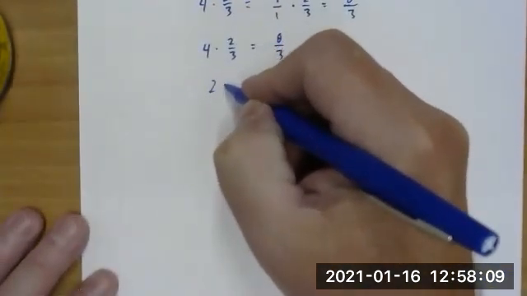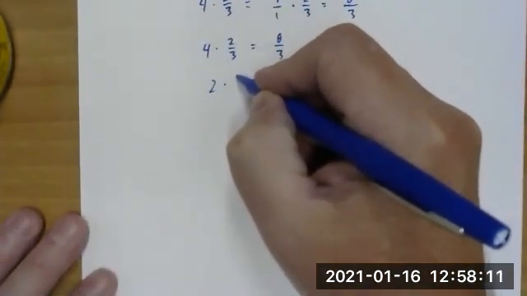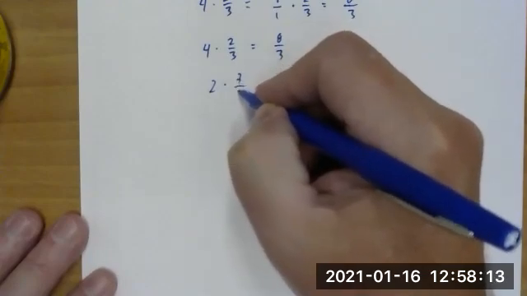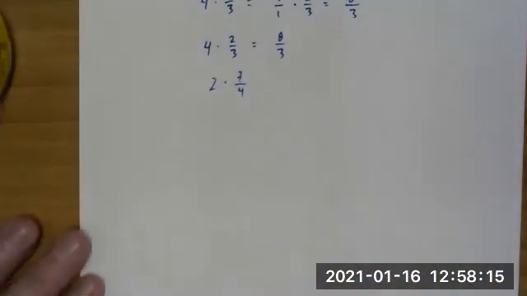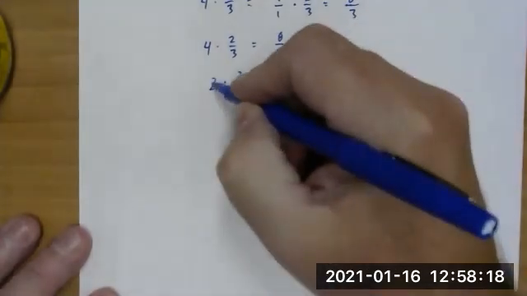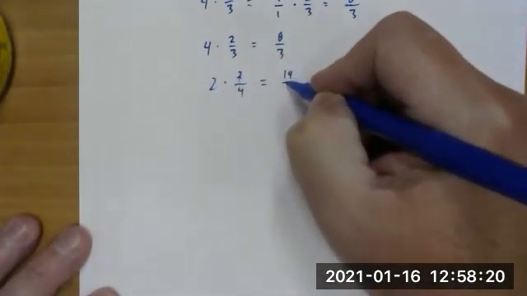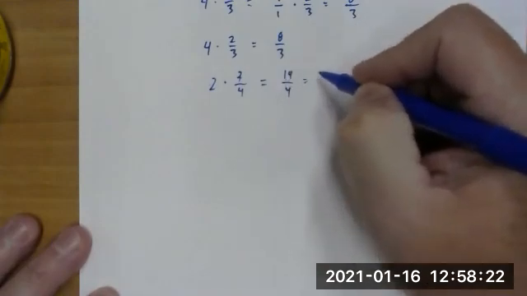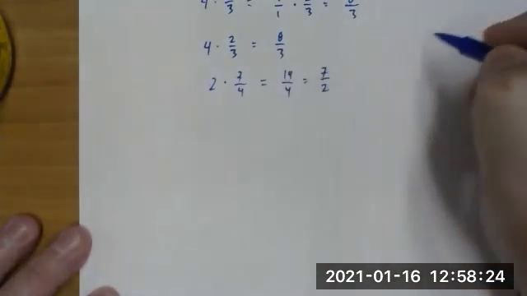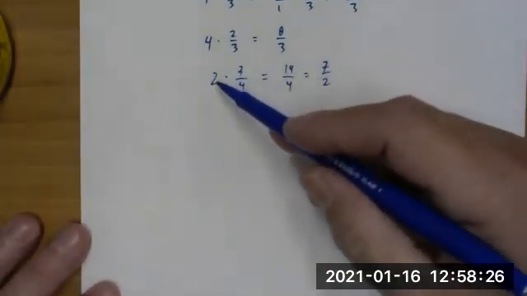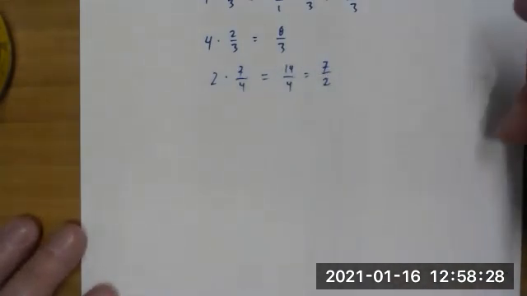So if I have 2 times 7/4, 2 times 7 is 14 over 4. Of course, here's another example I just made up that you would have to reduce. So 2 times 7/4 is 7/2.